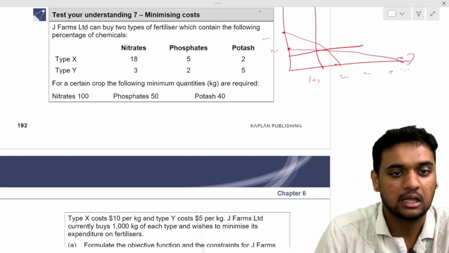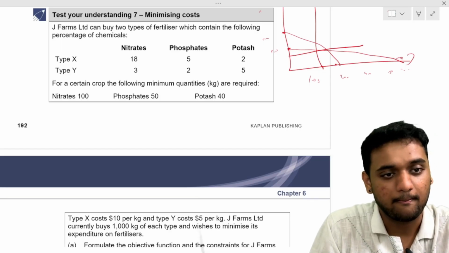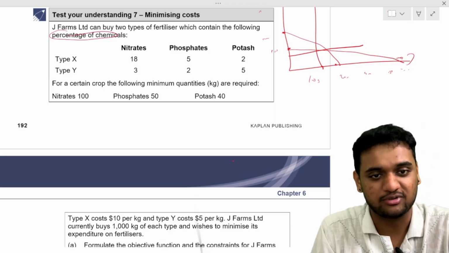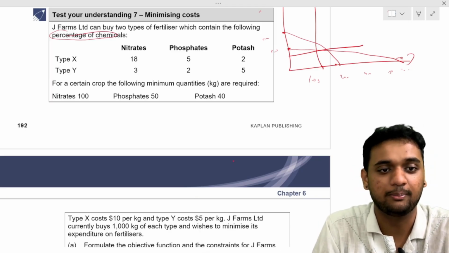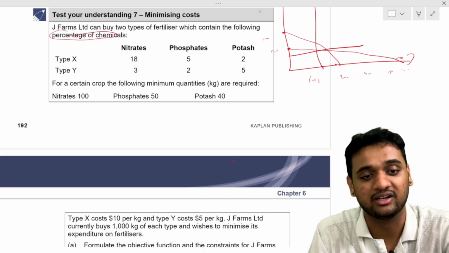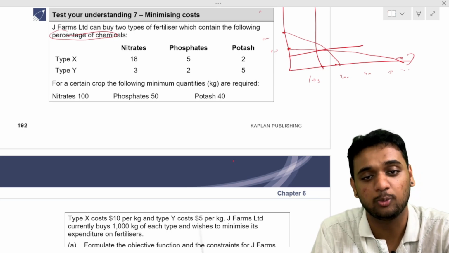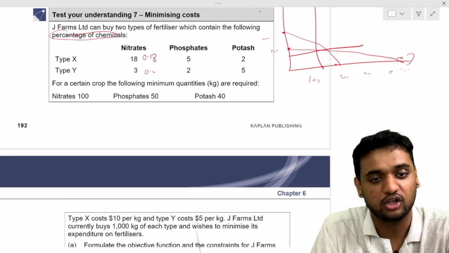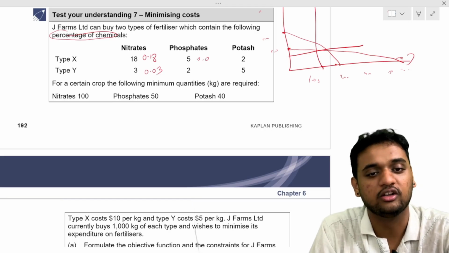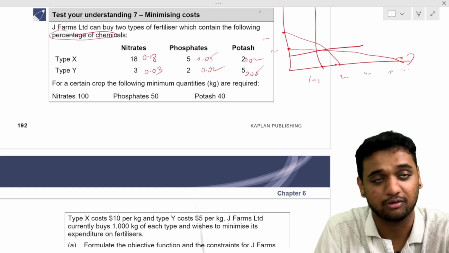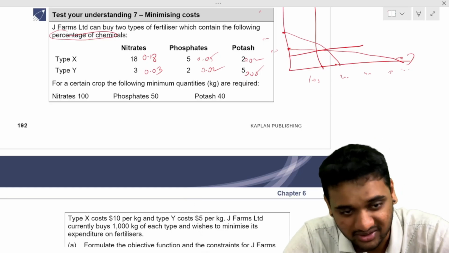First, the numbers which are given to us are percentages of chemicals. They want to buy 2 types of fertilizers which contain the following percentages of chemicals. This is 18%, this is 3%, this is 5%, this is 2%, this is 2%, this is 5%. So this will be 0.18, 0.03, 0.05, 0.02, 0.02 and 0.05. That is the first mistake.